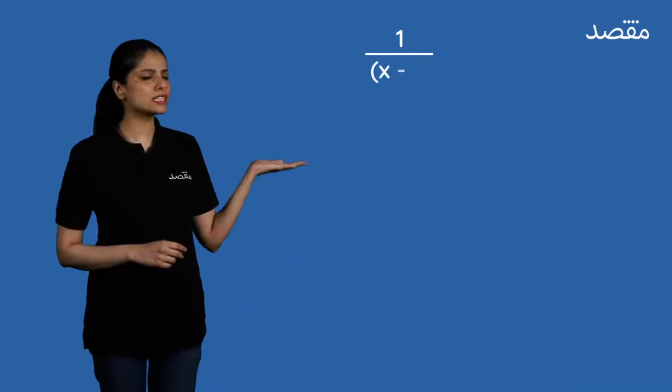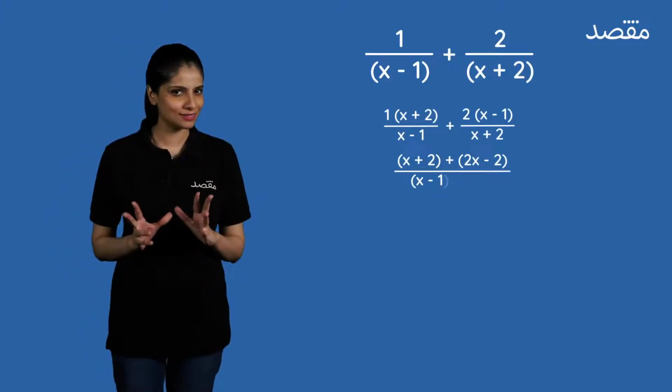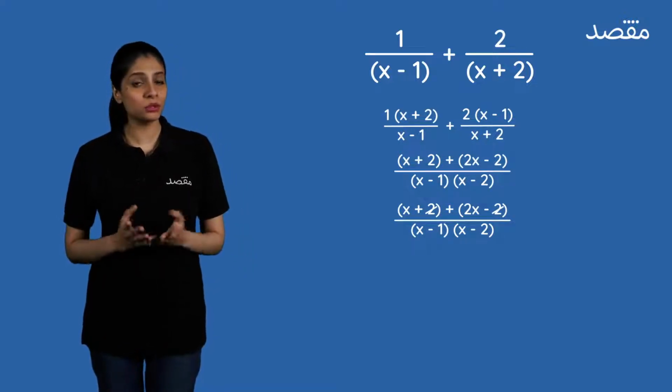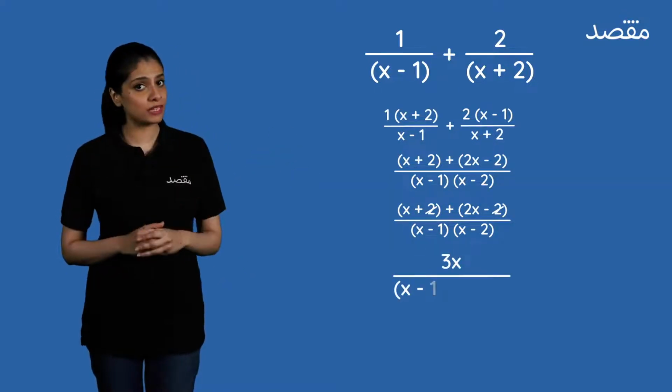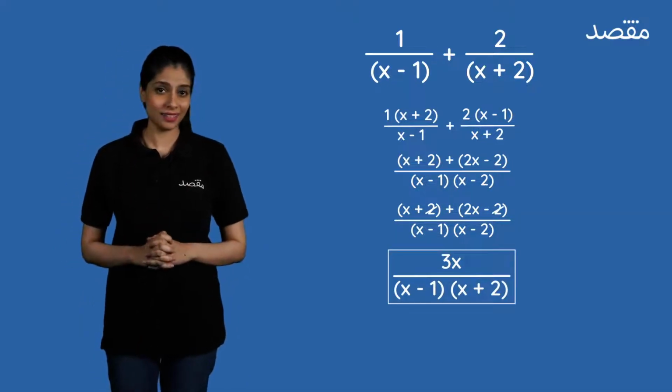So adding 1 over x minus 1 plus 2 over x plus 2 seems easy, right? And the answer is also fairly simple. वो क्या है? 3x over (x minus 1) into (x plus 2). ये हम हमेशा से करते आ रहे हैं, है ना?